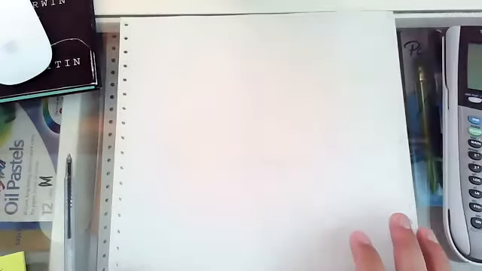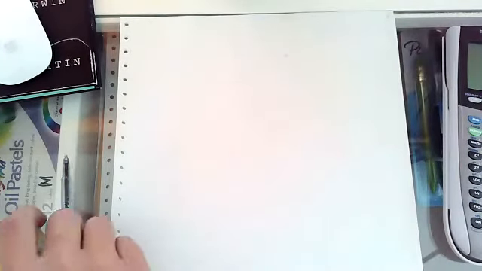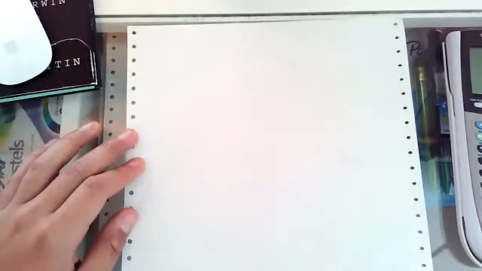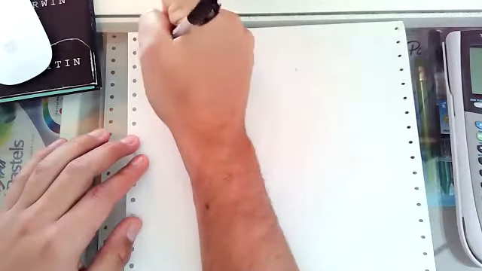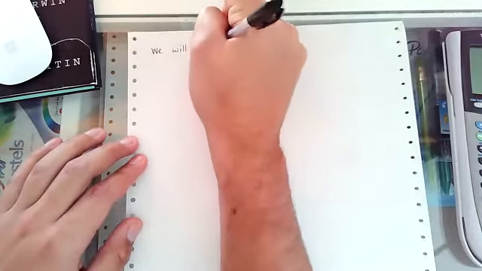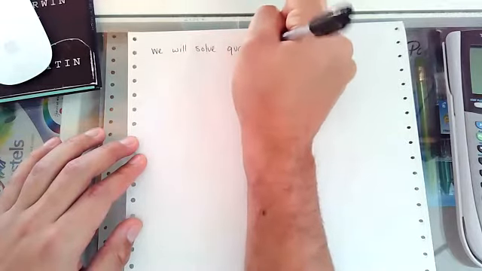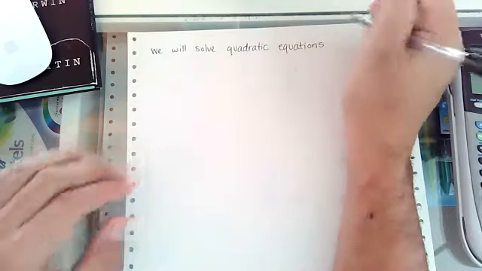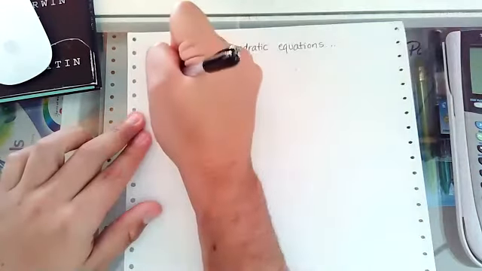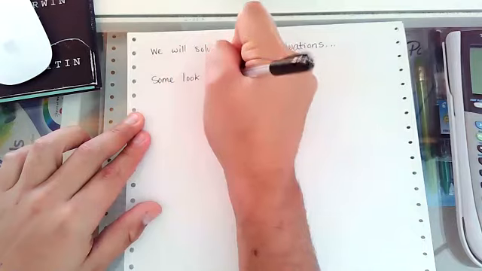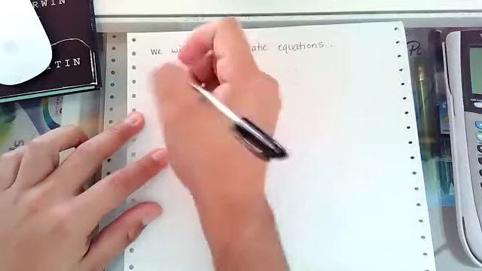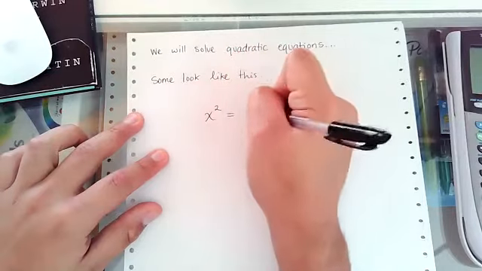Well, let's just move on to the next thing, which is very similar. There are going to be times when we solve quadratic equations, which is what we're working up to. We will solve quadratic equations, and we've already seen some of them. Some look like this: x squared is equal to 49.